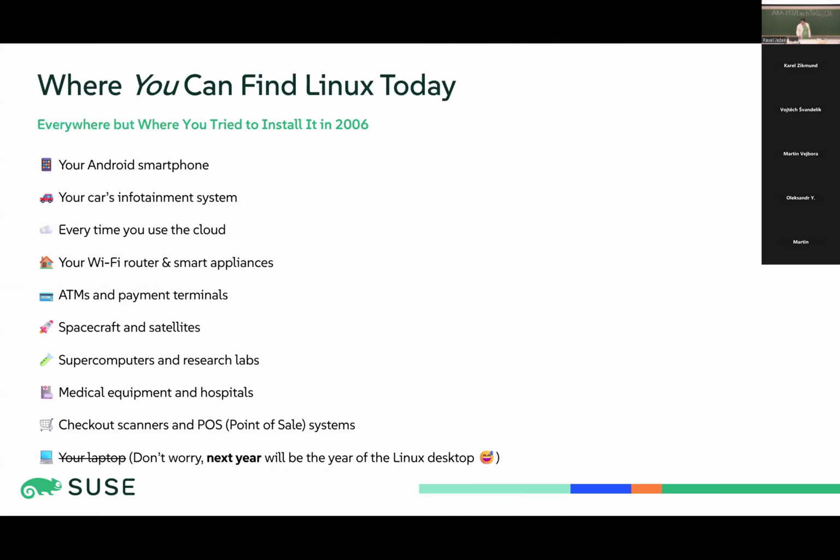So I listed some of the places where you can meet Linux today. For me, the last time was probably when I was checking my phone, because I'm using Android. And as I was checking my phone, actually, when the phone was communicating with BTS to get some signal, it's very likely that the tower also was running Linux, because actually many of them are even running SUSE Linux. A lot of telecommunication companies work with us.